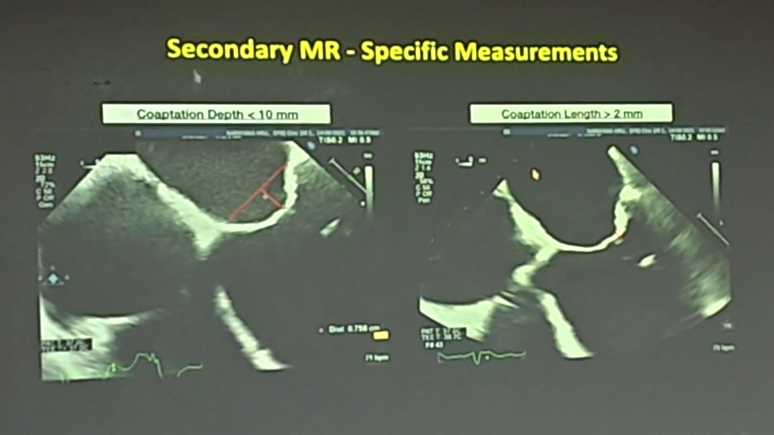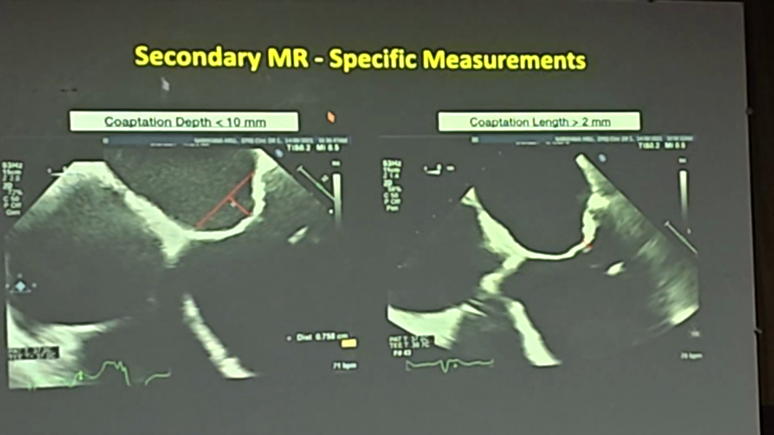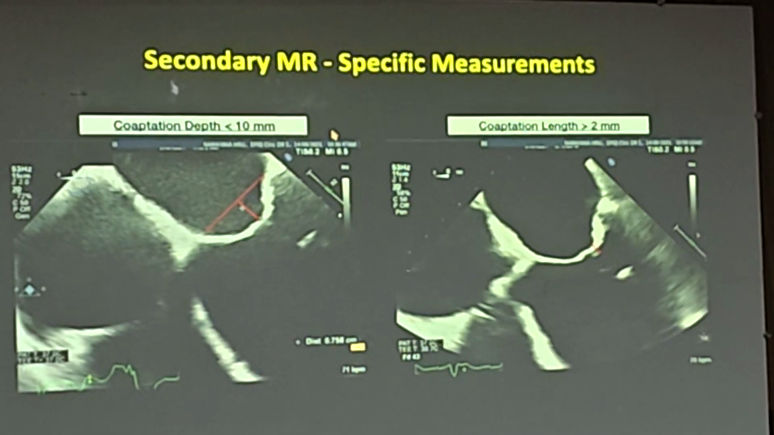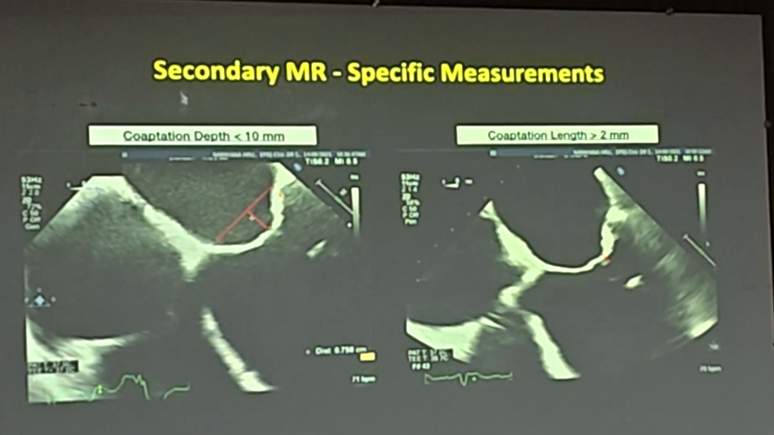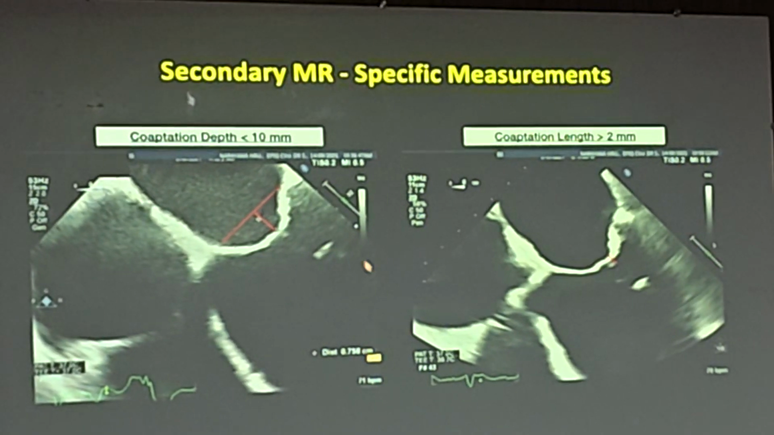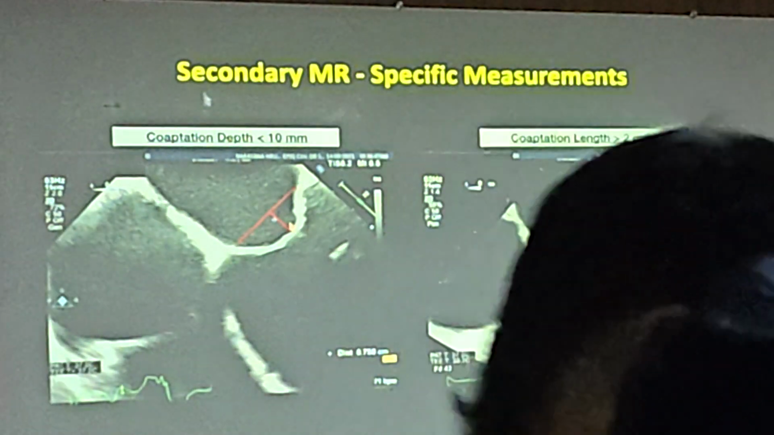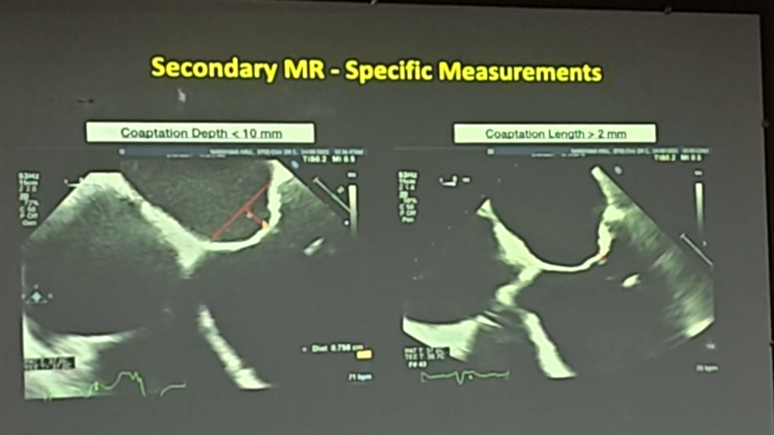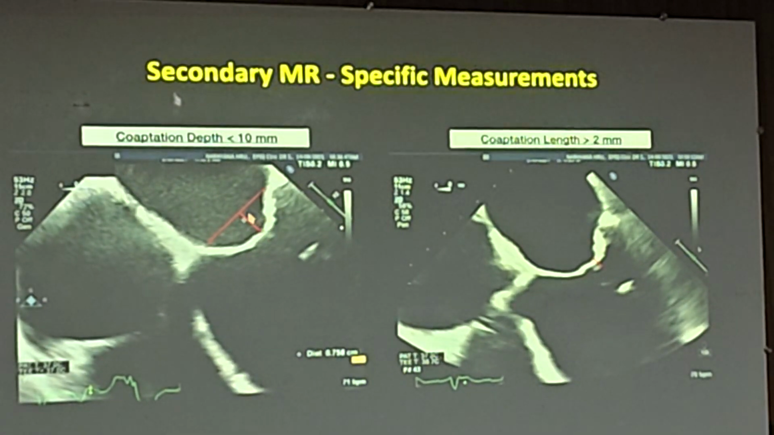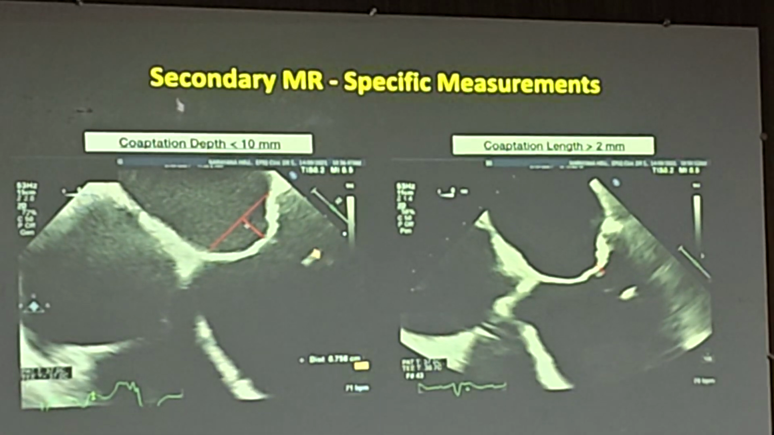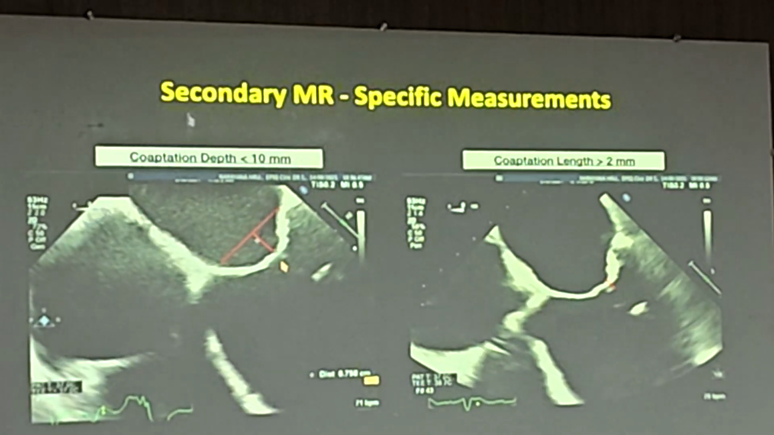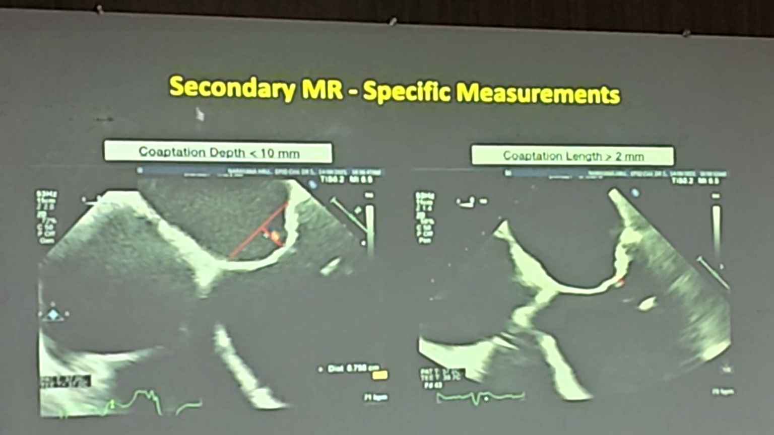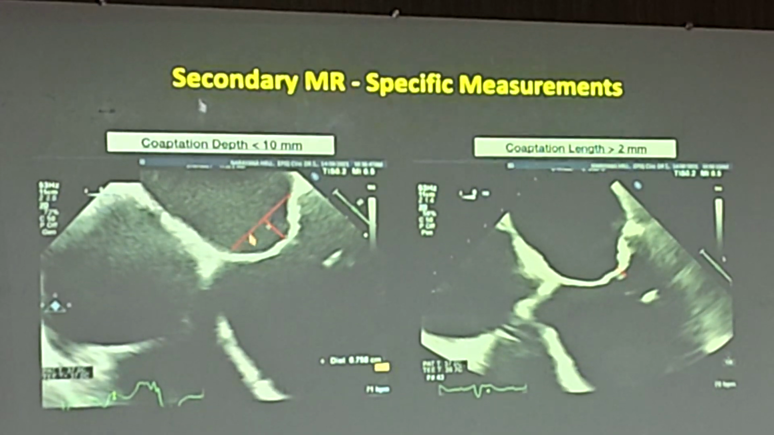On the other hand, for secondary MR, you have different measurements. You have what is called the coaptation depth. As you can see, both the leaflets are being pulled down, and when they get pulled down, you can see that the depth from the annulus increases. Ideally, you want a depth of less than 10 millimeters. The more the depth increases, the more the leaflets are going to be apart, and the more difficult it is going to be to capture the leaflets. So that's the idea of knowing the depth.